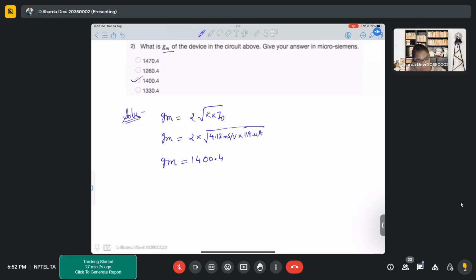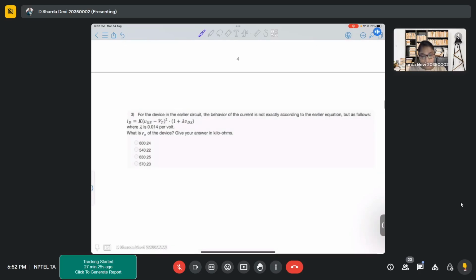See, be very, very careful with the units, okay? Because units can take your question from up to down. It can create havoc if you lose units. So be very careful with the units. Let's move on to the next problem.